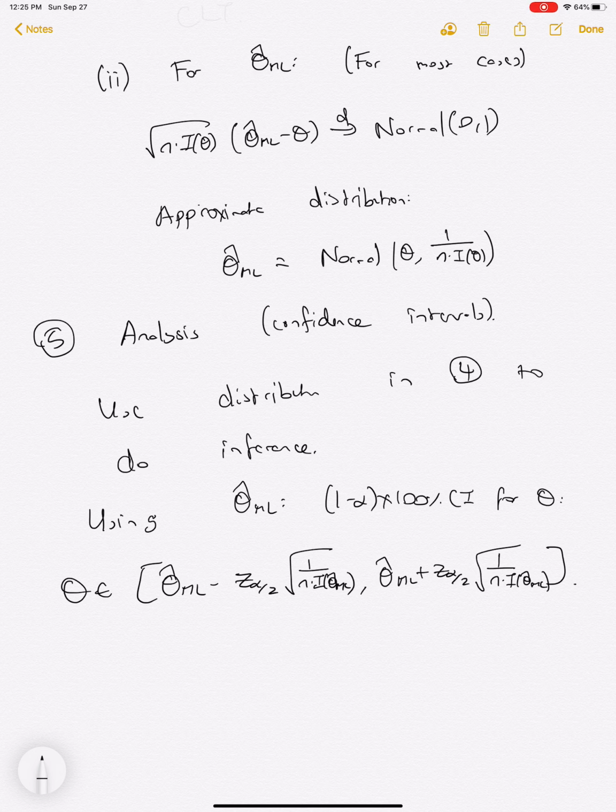Okay, so that's a summary of what we've covered in chapter 8. I think this is a good point to stop. And then in lecture 13, we're going to move on to chapter 9, where we talk about hypothesis testing. Okay, thanks very much.